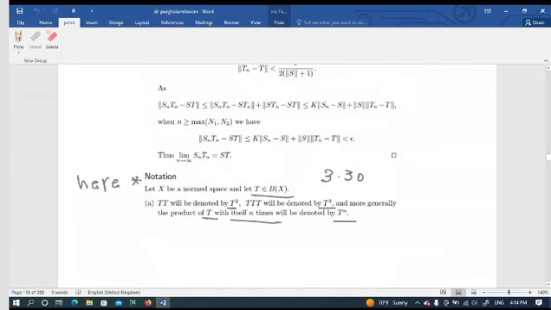Notation. Let X be a normed space and let T be a bounded linear transformation on X. So when we write T composed with itself, we denote this by T power 2, and T composed three times will be denoted by T power 3, and so on. So T power n is the composition of T with itself n times.